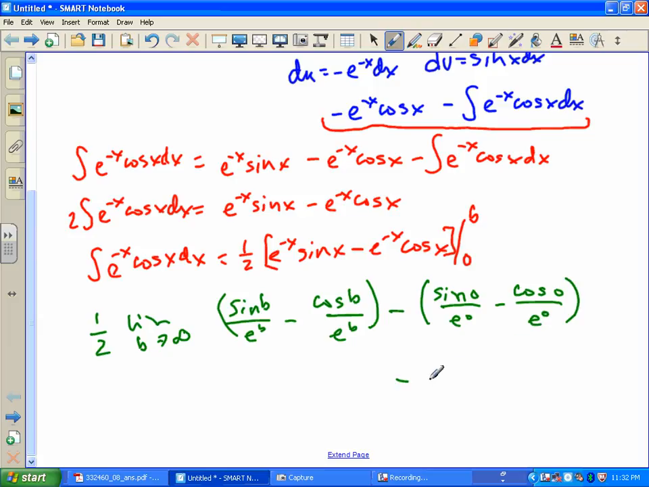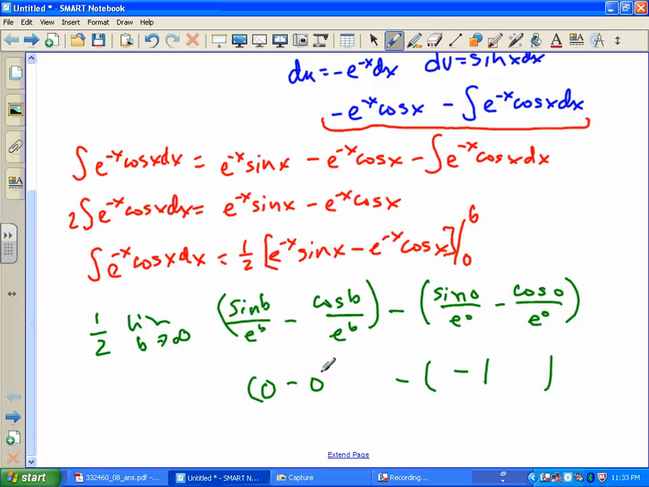As I evaluate this, let me evaluate my f of a first. Sine of 0 is 0, minus cosine of 0, which is 1, and e to the 0 is 1, so it's minus 1. As I do my limit, I have sine of b over e to the b. Remember, sine and cosine are bounded. They're going to be any value between 1 and negative 1. And so this will turn out to be 0 because it's a small number divided by a really large number. 0 minus 0.